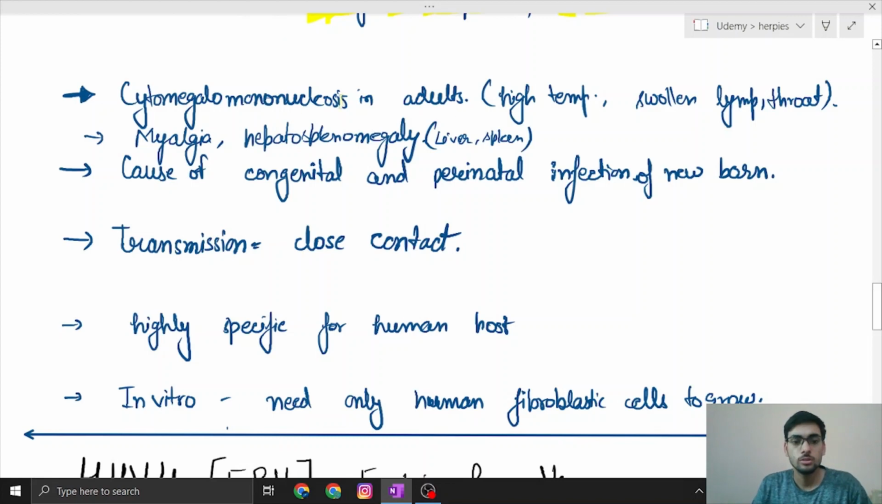This virus can cause cytomegalo mononucleosis in adults, in which a person may suffer from high temperature, swollen lymph nodes and throat also. Conditions like myalgia and hepatosplenomegaly can also occur. Hepatosplenomegaly is the enlargement of liver and spleen, and myalgia is when you feel tiredness in your muscles. This is also a major cause of congenital and perinatal infection in newborns.